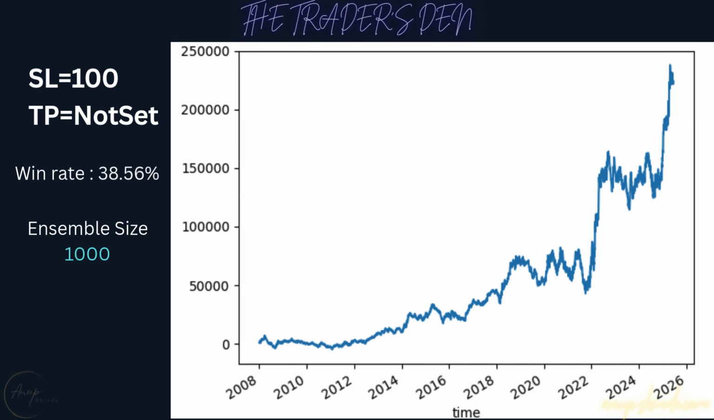In the following case, we increase the size of the ensemble. So, instead of using 100 random number generators, we use 1000 random number generators to take a vote. The win rate is above 38%, and we still see an upward moving profit curve. However, the profit curve is not as smooth as earlier.